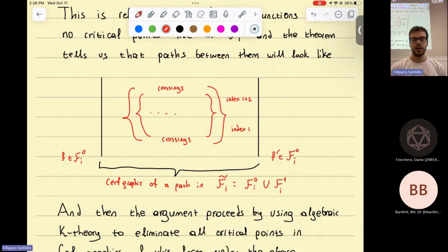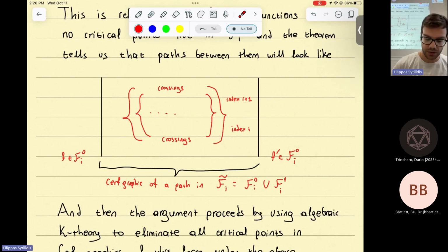Wait, before you continue. So we're taking the functions with no critical points, not any functions in F, not excellent Morse functions? Well, Fi naught consists of excellent Morse functions that either have no critical points, or if they have any critical points, those are going to be of index I or of index I plus 1.